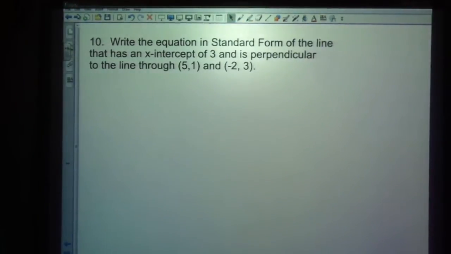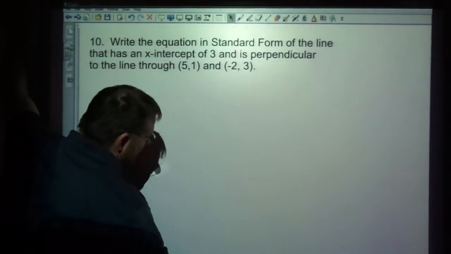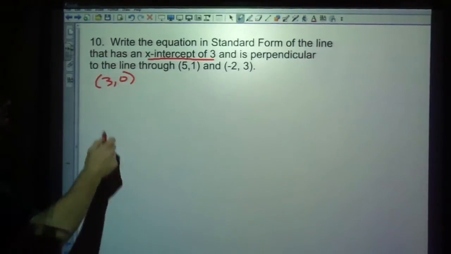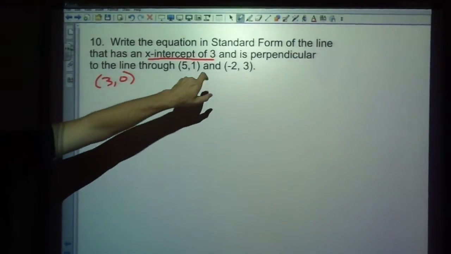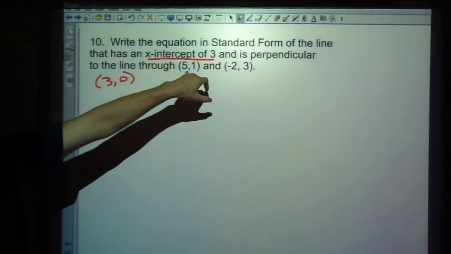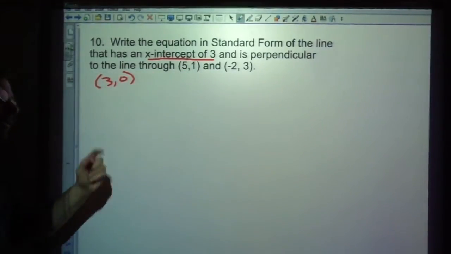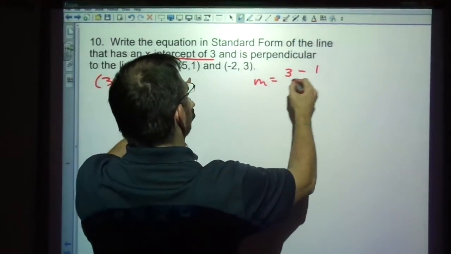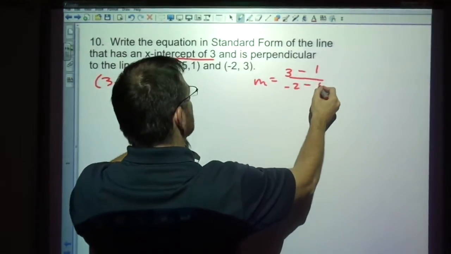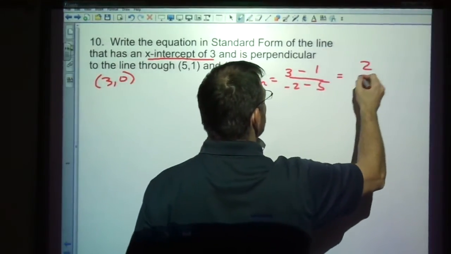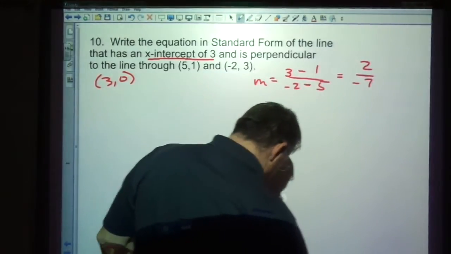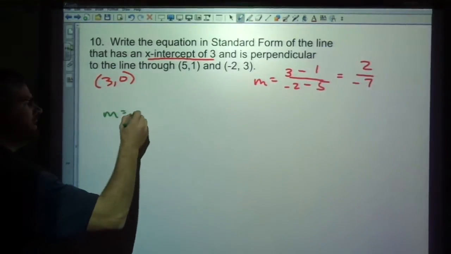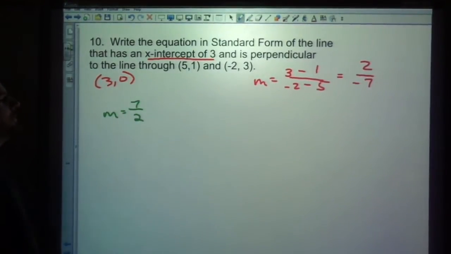Number 10. This one has an x-intercept of 3. Okay, that's going to be the point (3, 0) it goes through. And it's perpendicular to the line that goes through these guys. Okay, so if I find that slope, then my slope is the opposite sign reciprocal. So this line over here, y2 minus y1 over x2 minus x1, that is 2 over -7. So that's that slope, and mine is perpendicular, so we got to flip it and change it to positive, so my slope is 7 over 2.